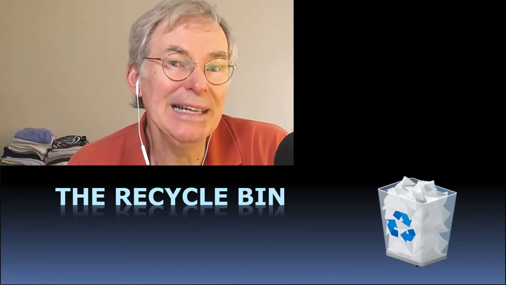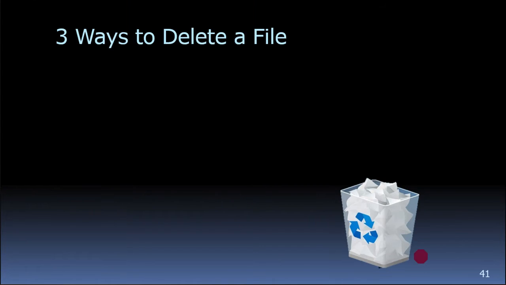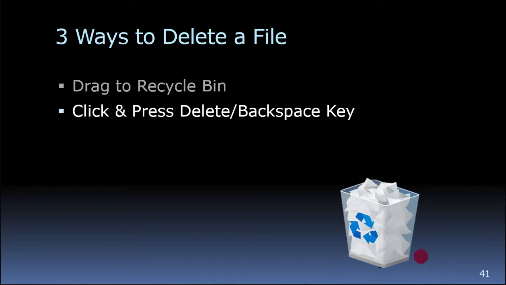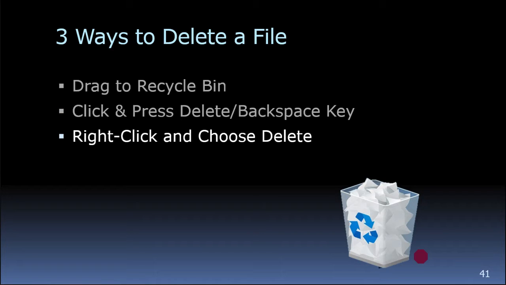Hi. Whenever you're deleting something in Windows, you're probably going to be using the recycle bin. The recycle bin is usually located up in the upper left corner of the desktop, and there are no less than three different ways of deleting a file. First, if you can see both the file icon and the recycle bin, you could just drag the icon up and drop it into the recycle bin. Another way is to select the file by clicking it and then press the delete key or the backspace key on your keyboard. And the third way is to right click the file and choose delete.